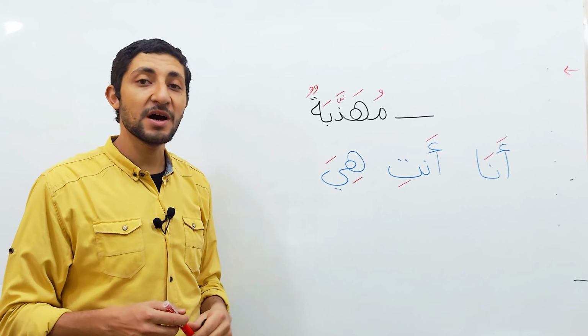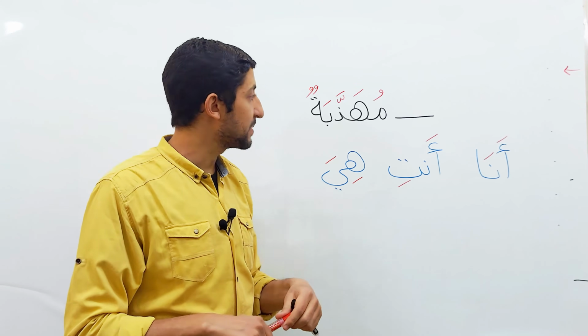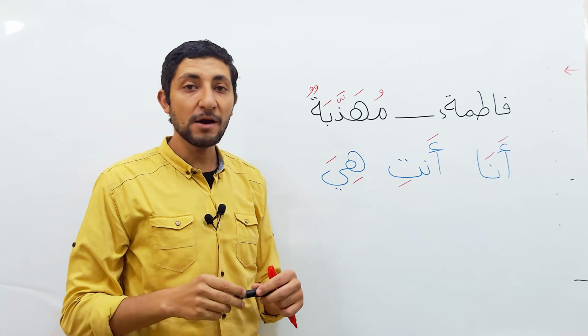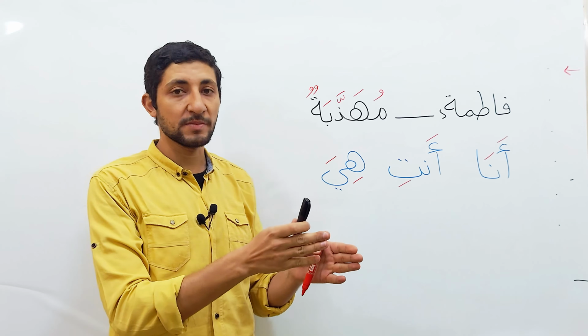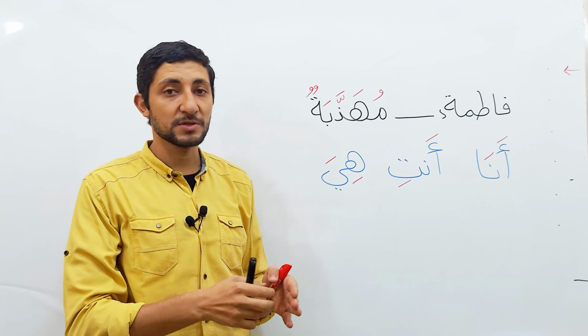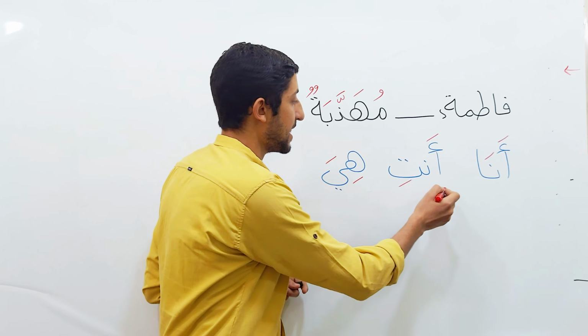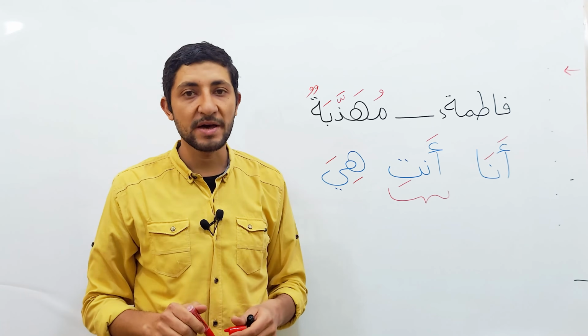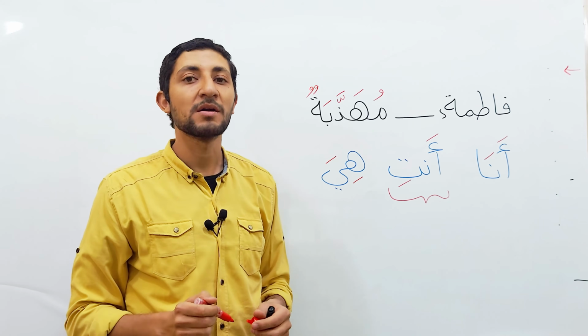Like if I decide to add a proper noun before the blank, like Fatima, for example. Now the speech is directed to Fatima, which means it's a second person. So the answer will be أنتِ. Fatima, أنتِ مهذبة. Fatima, you are polite.